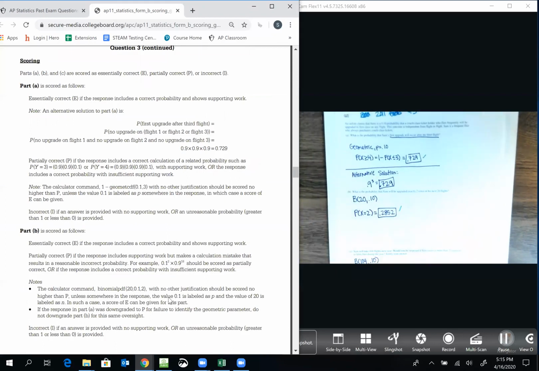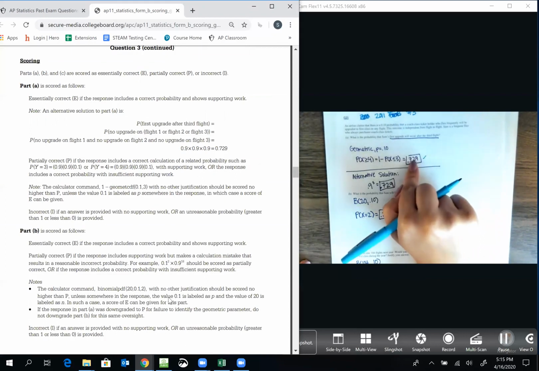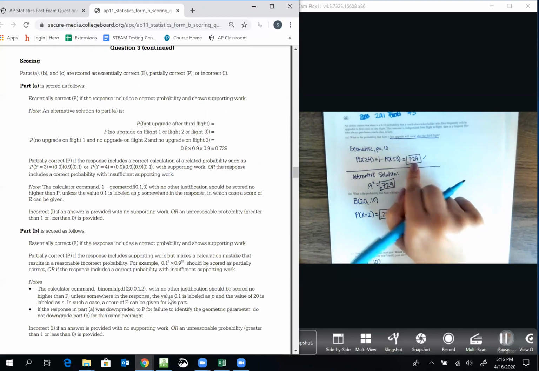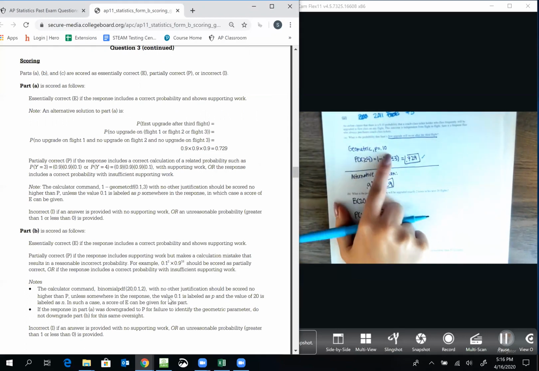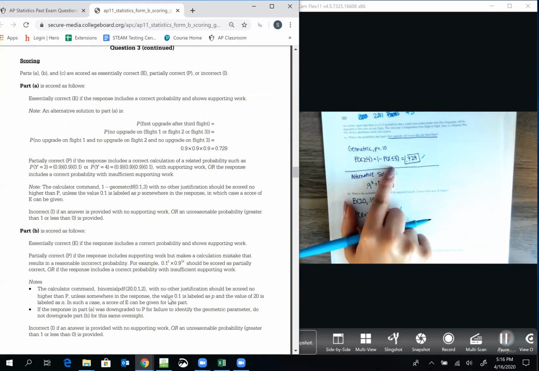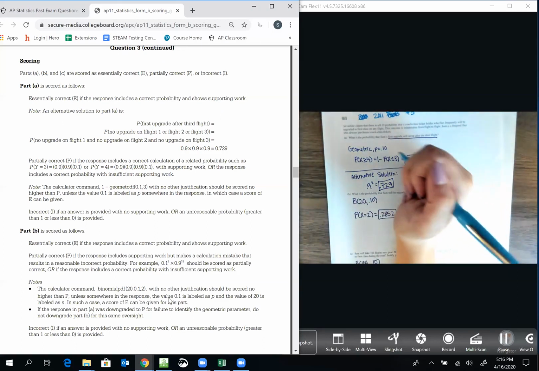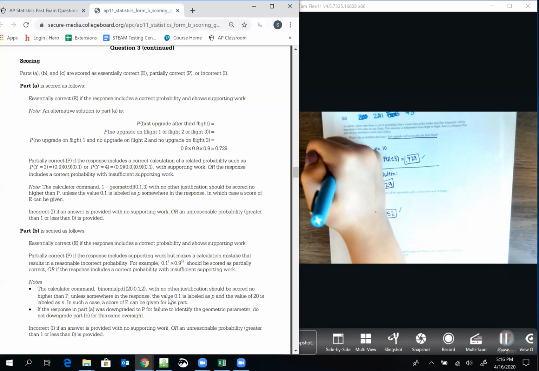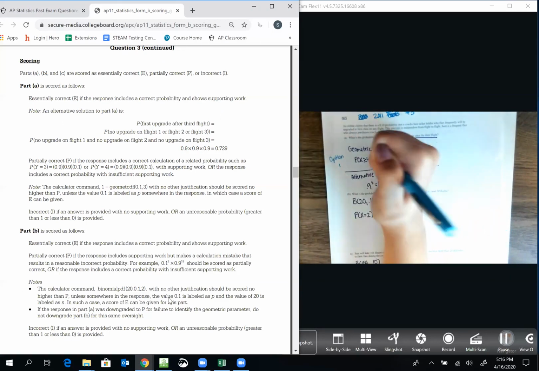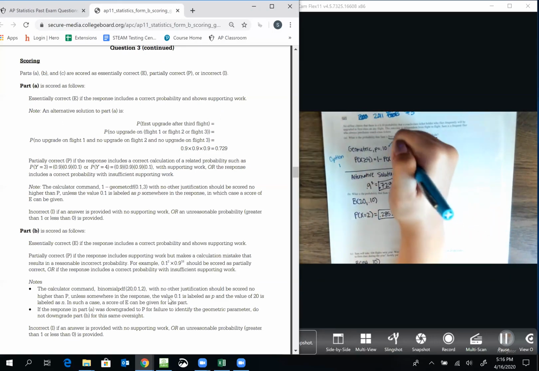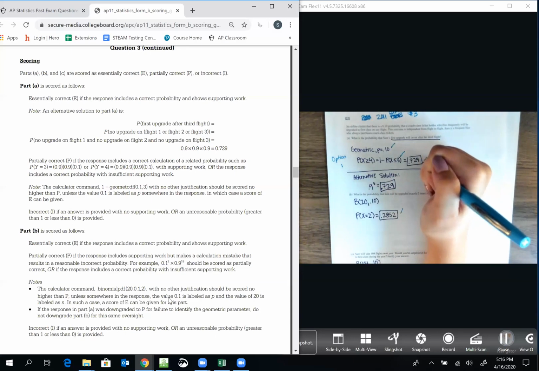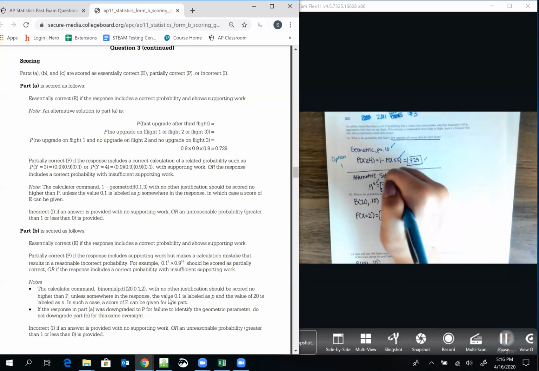So part A is essentially correct if the response includes a correct probability. So that did that and shows supporting work. So supporting work could be to write out the distribution like this, or to show work like this, 0.9 to the third power. So this is option 1, you need your distribution, your probability statement, and your answer, or you need your work and your answer.